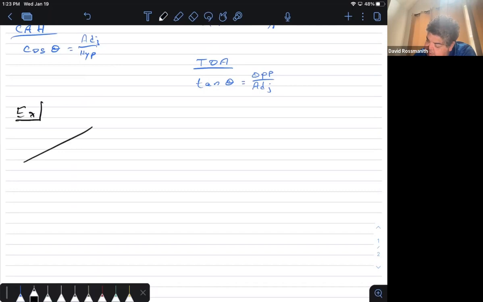So let's say I have the triangle. Let's say this is 4, this is 3. Here's theta, here's phi. And of course, this is a 90-degree angle. And I'd like to know, I'll call that R. I'd like to find the value of R, theta, and phi.